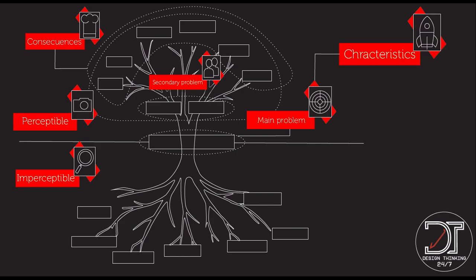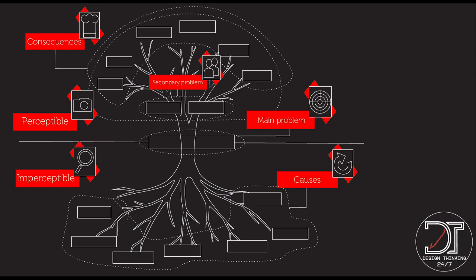Which characteristics does the main problem have? It is very specific and very clear. So when you read it or tell someone, they know what you're talking about. After that, you have the causes.